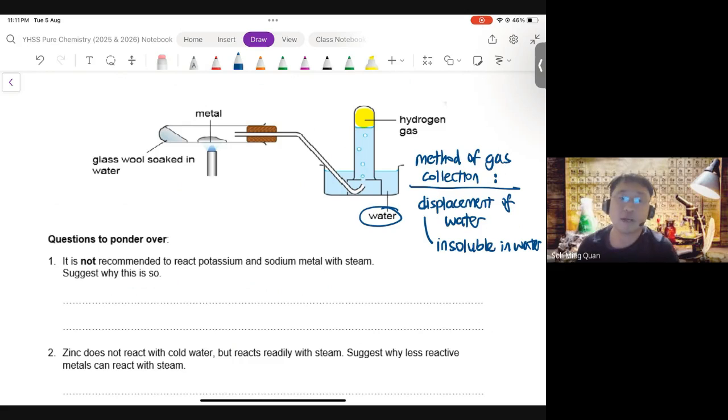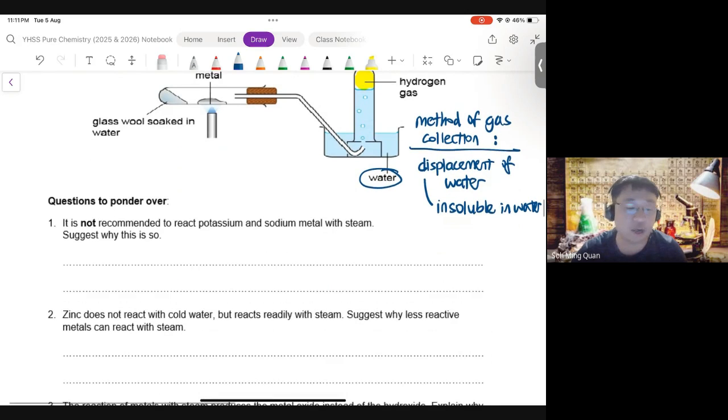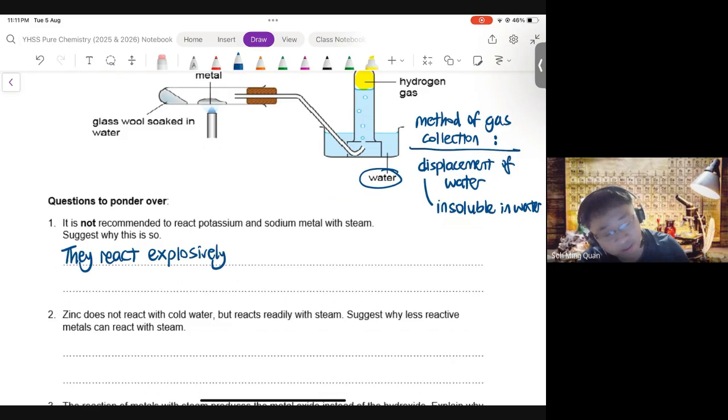All right, now let's ponder over the 4 questions below. Number 1, it is not recommended to react potassium and sodium metal with steam. I'm sure you know the reason why. Because they react explosively with steam. Calcium as well, actually. So it is unsafe or dangerous to carry out.